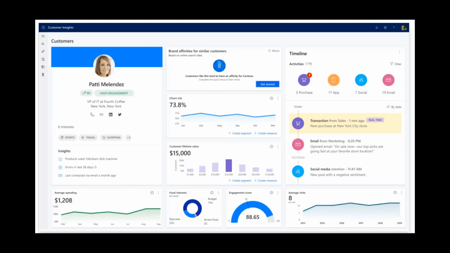It also gives you all the demographic information, the fact that she's in New York, she likes sports, travel, shopping. This is all from maybe some loyalty system. The average spending, if you look at the left-hand bottom, it says these are all the transactions that this person has had with our business. So it gives you an average here.